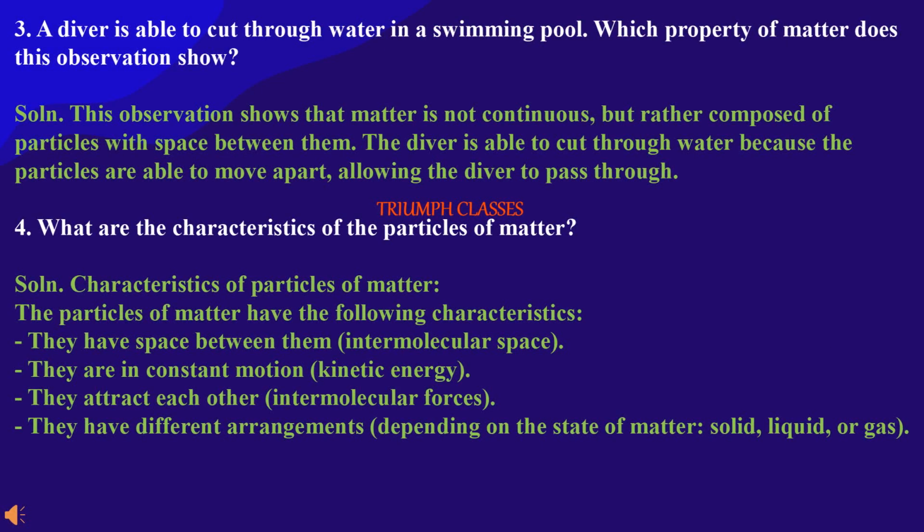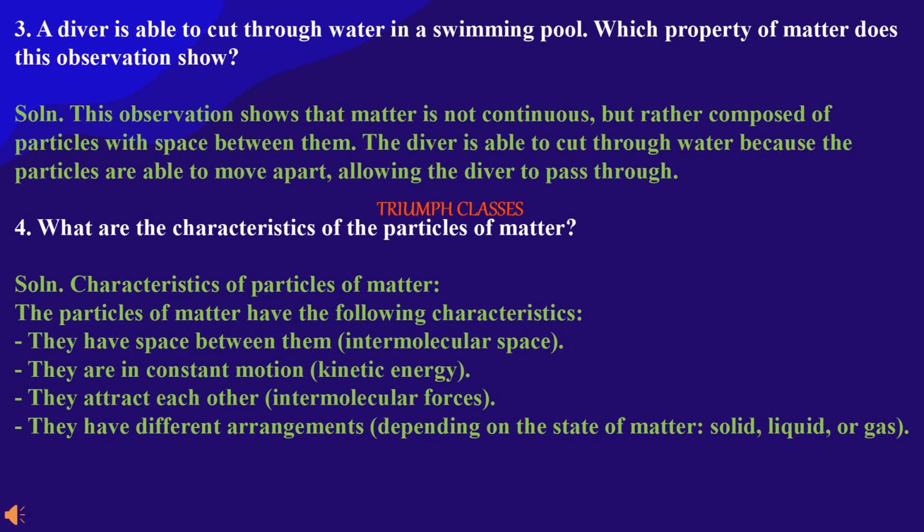Third question. A diver is able to cut through water in a swimming pool. Which property of matter does this observation show? So, this observation shows that matter is not continuous, but rather composed of particles with space between them. The diver is able to cut through water because the particles are able to move apart, allowing the diver to pass through.